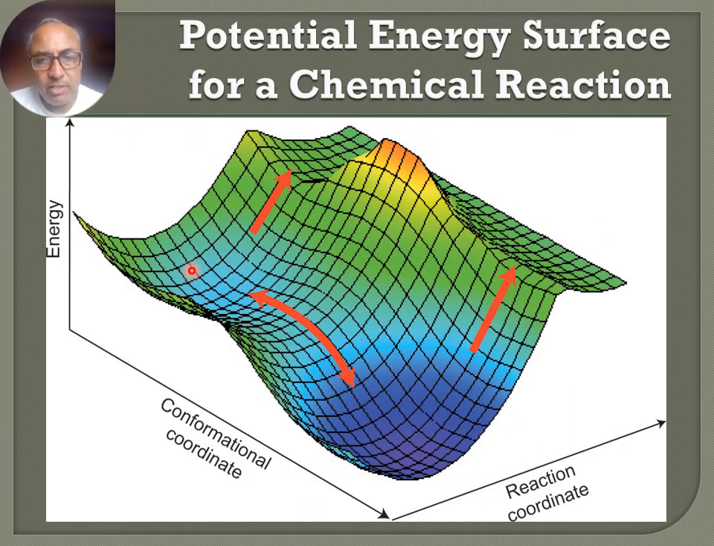For a chemical reaction, again we have the different conformations forming an axis here, and we have the nuclear displacements which lead to reaction of reactants going into products along this coordinate here, the reaction coordinate. So here you have the reactants, and you cross a transition state, leading to the products.